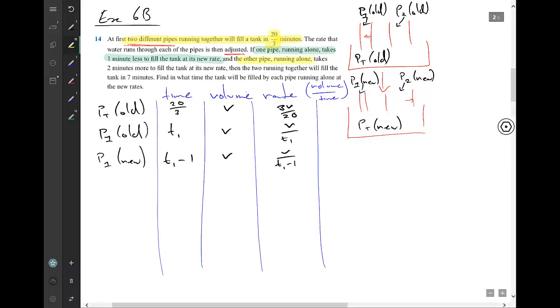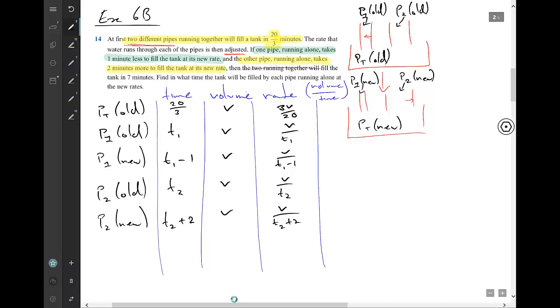The next thing we're told is that the other pipe, so pipe 2, takes 2 more minutes to fill the tank at its new rate. So we're going to write down P2 old and P2 new. So if the old time was T2, the new time is T2 plus 2. Volume is the same as usual. So the rate for the old pipe 2 is V on T2. The rate for the new one is V on T2 plus 2. And finally, we're told that the 2 running together will fill the tank in 7 minutes, so that's under the new adjustment.